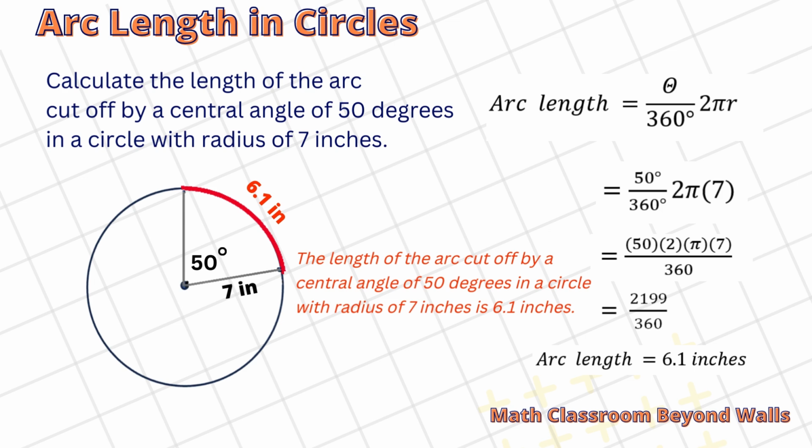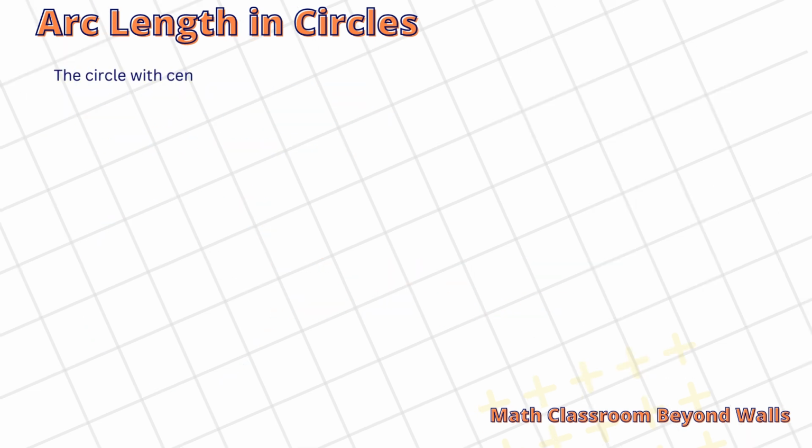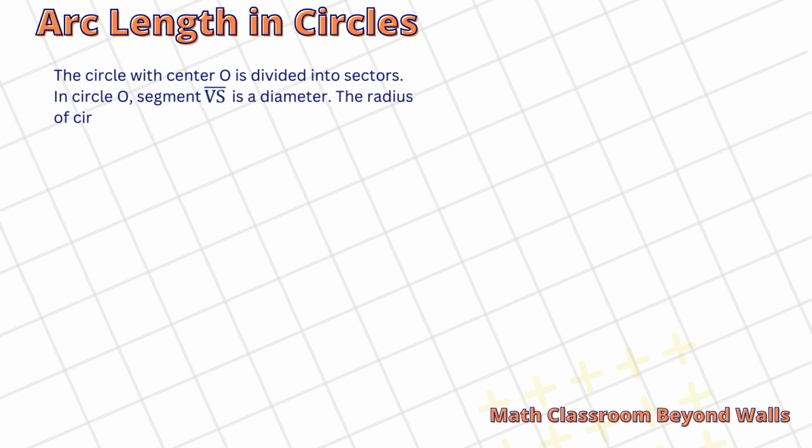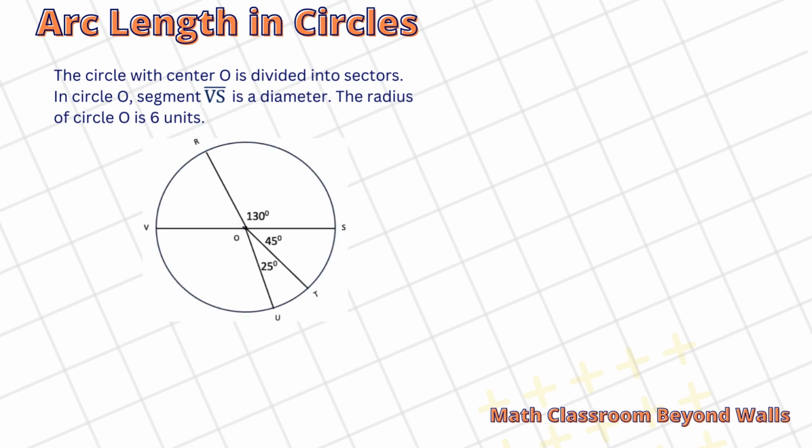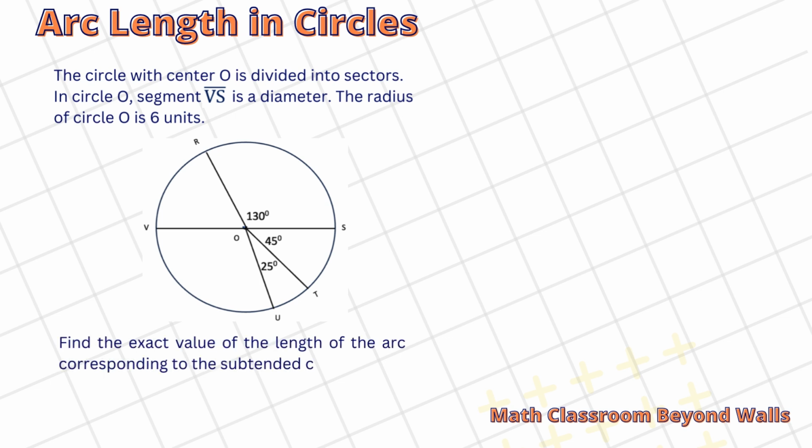Let us try another problem. Here is the second problem. The circle with center O is divided into sectors. In circle O, segment VS is a diameter. The radius of circle O is 6 units. We are given a figure here. Find the exact value of the length of the arc corresponding to the subtended central angle, angle VOU.